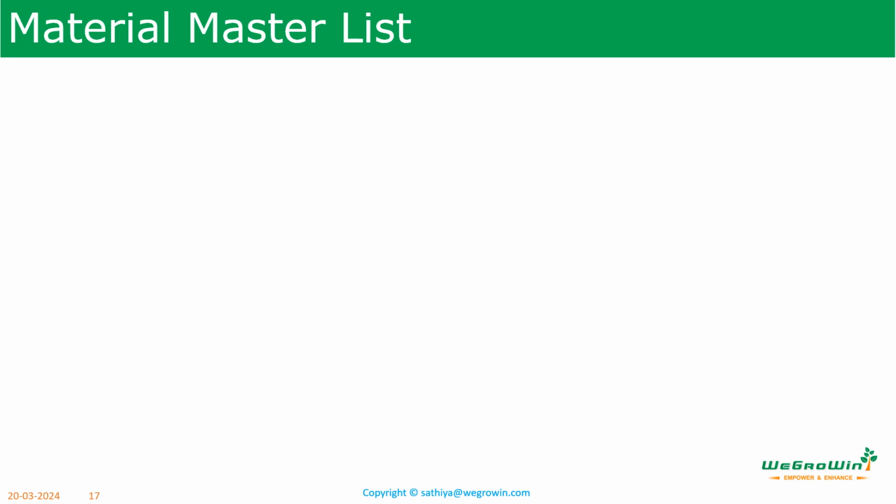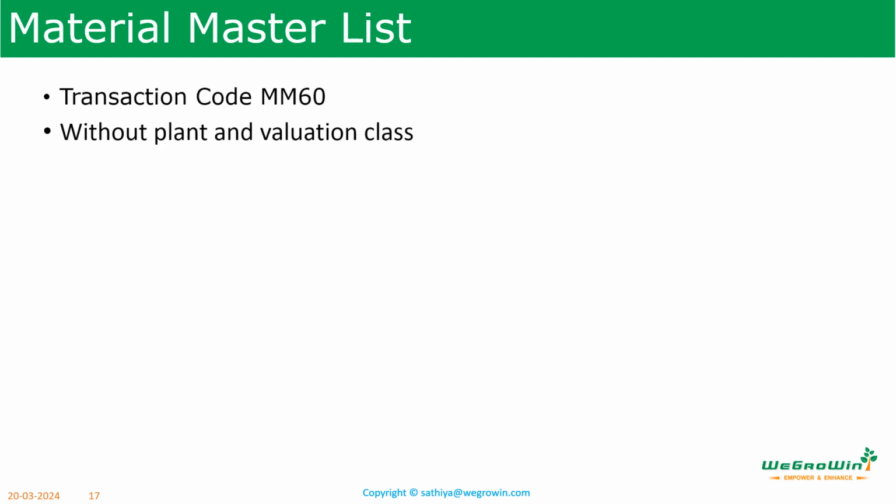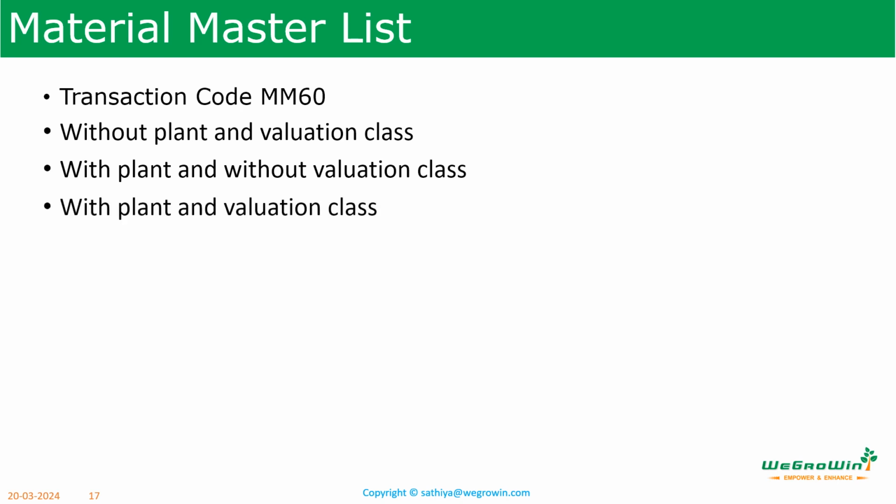Material list, whatever material list we want to see, these things can be seen through the transaction called MM60. Here we can see the details without plant and valuation class. We can see what the result will be with the plant without valuation class, and with the plant with valuation class, like these various parameters. This is what I told in one of the previous sessions. Selecting parameters to run any report is very important, because that will give a lot of advantages and save a lot of time. Only the required information will come.